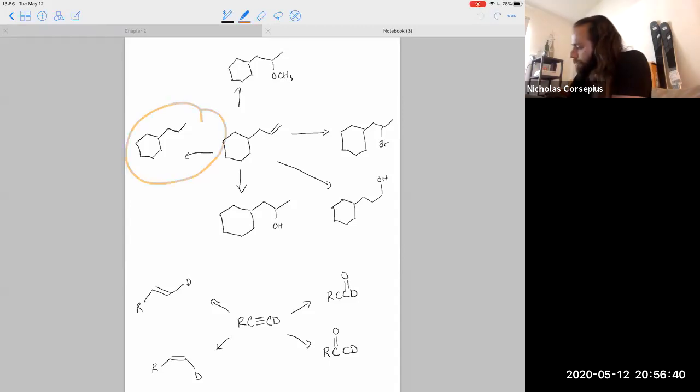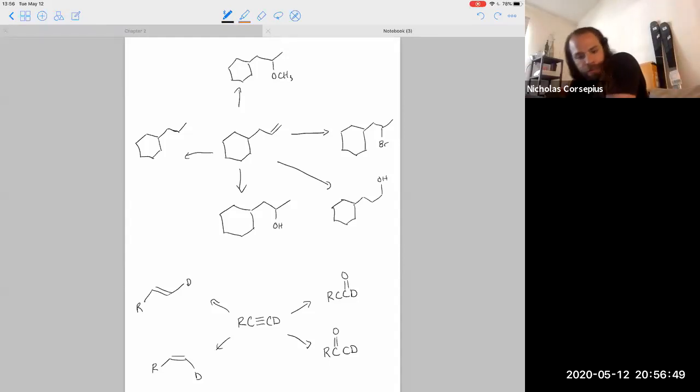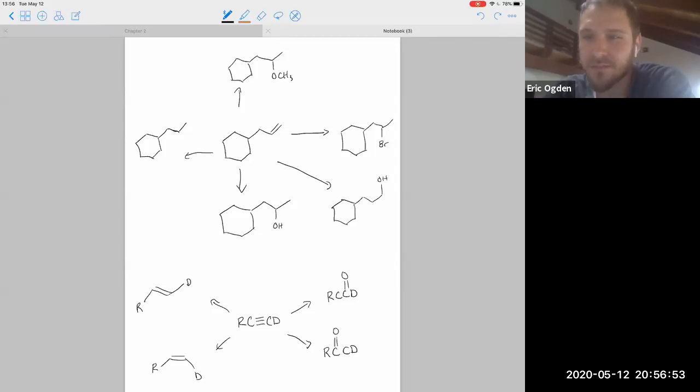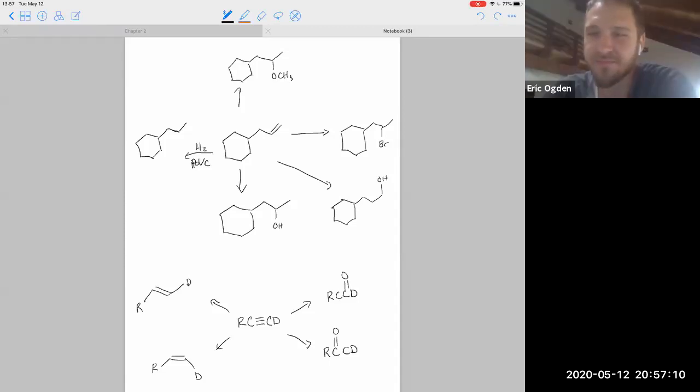Let's start here. First of all, what type of reaction would that be? Reduction. Yeah, and so what is our go-to reduction tool? Palladium. Yeah, so this will be hydrogen gas and then your palladium on carbon catalyst. What about this one here? This is the very first reaction mechanism we ever did in this course. HBr. Yeah, right.